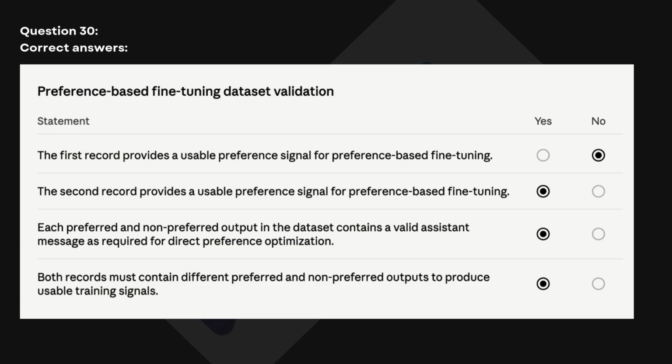Statement 3. Each preferred and non-preferred output in the dataset contains a valid assistant message as required for direct preference optimization. Correct answer: yes. Statement 4. Both records must contain different preferred and non-preferred outputs to produce usable training signals. Correct answer: yes.